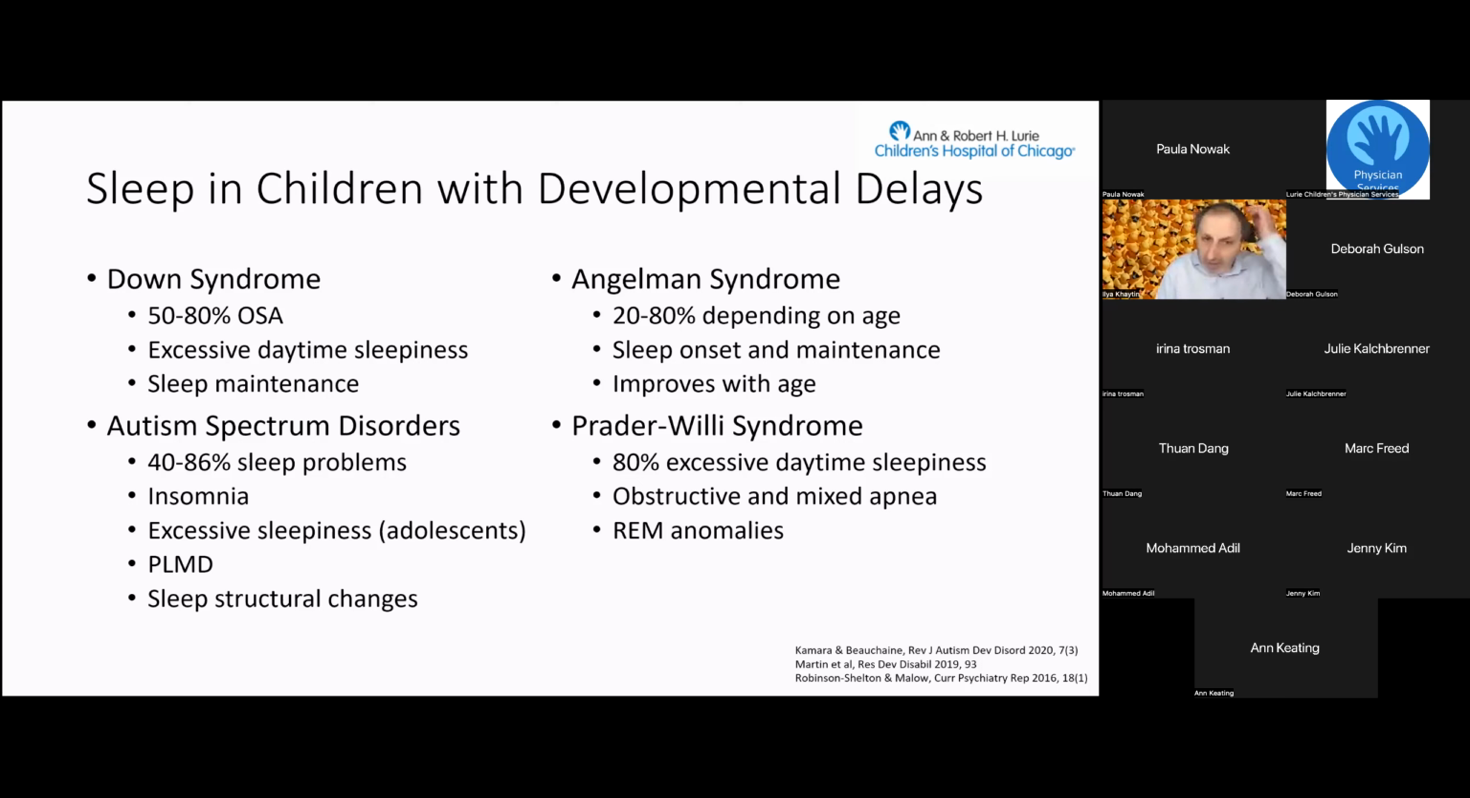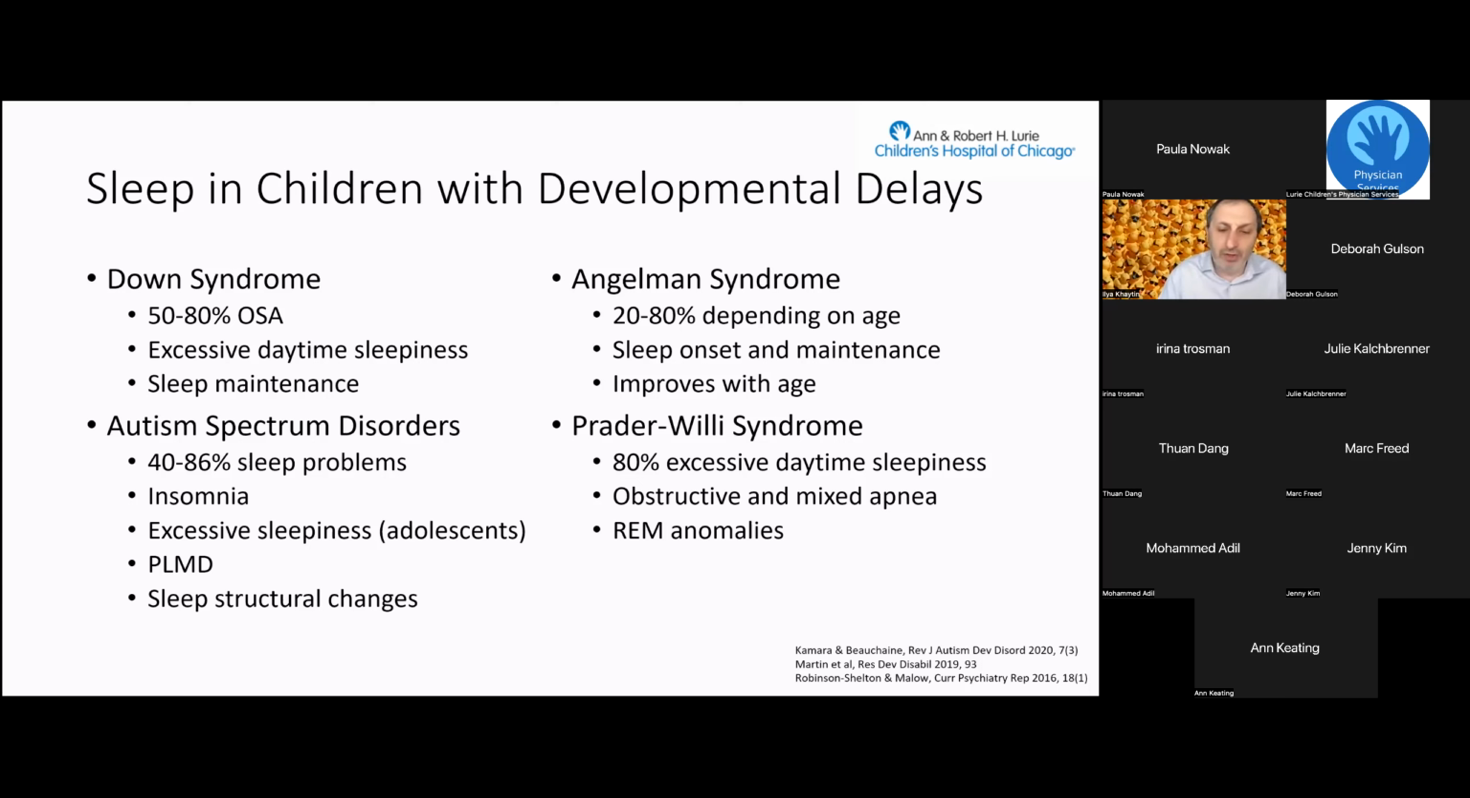Children with Prader-Willi syndrome have a lot of excessive daytime sleepiness. They have a significant amount of obstructive apnea, but they can also quite often have central apnea, so they often have mixed obstructive and central apneas. And again, they can have structure of sleep abnormalities.